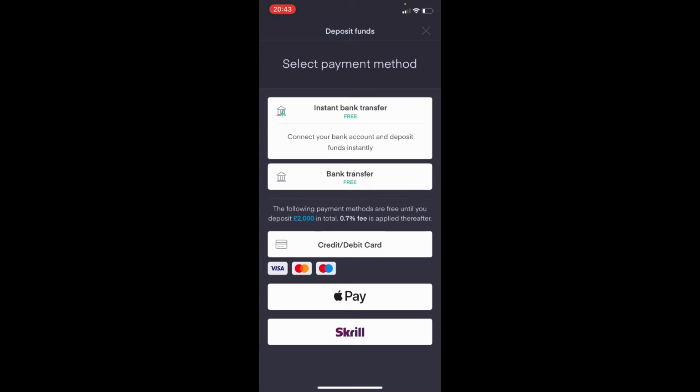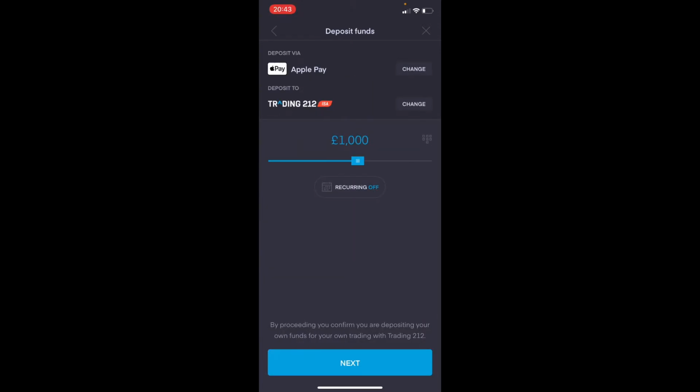After that, obviously you need to actually transfer the money to them. We'll use Apple Pay to give you an example. You just literally click on the payment method that you want, in this case Apple Pay, and then you can select the amount. You just slide this bar up and down to whatever you want. If we go down to £25 just for an example, at the top here we're using Apple Pay to pay into my Trading 212 ISA.